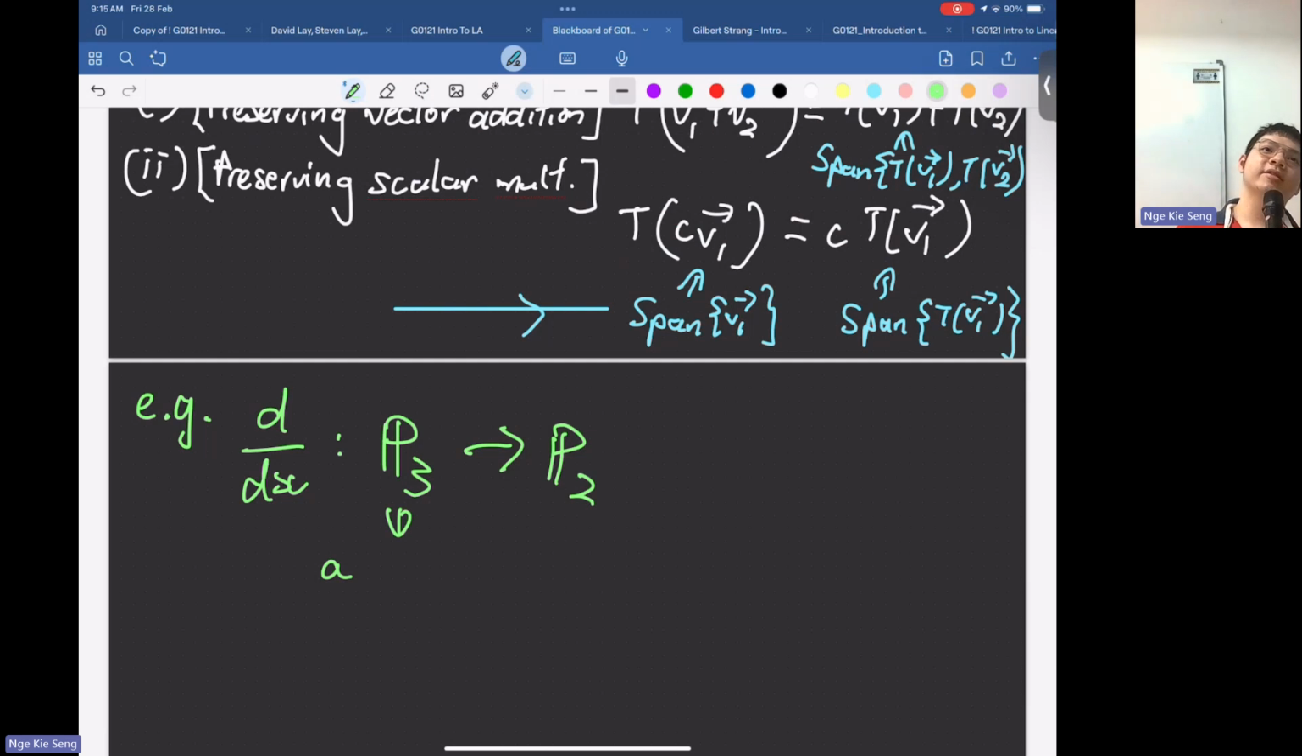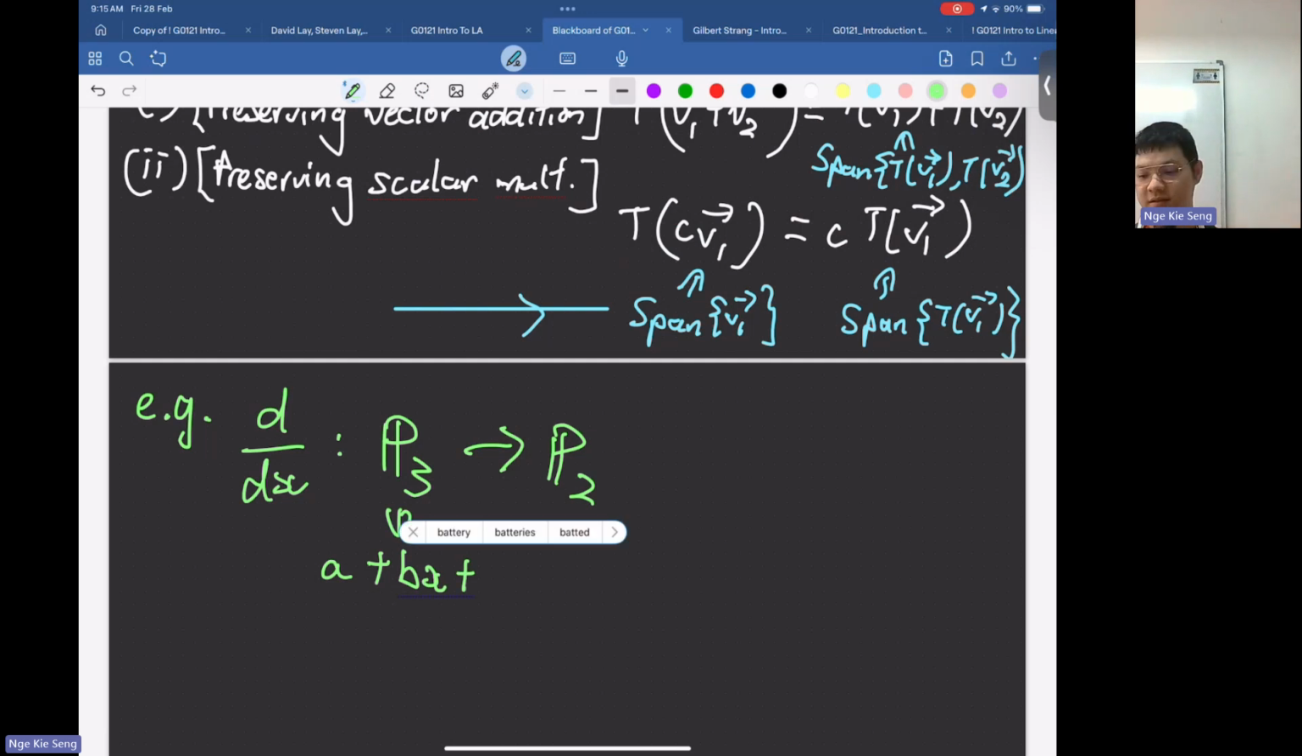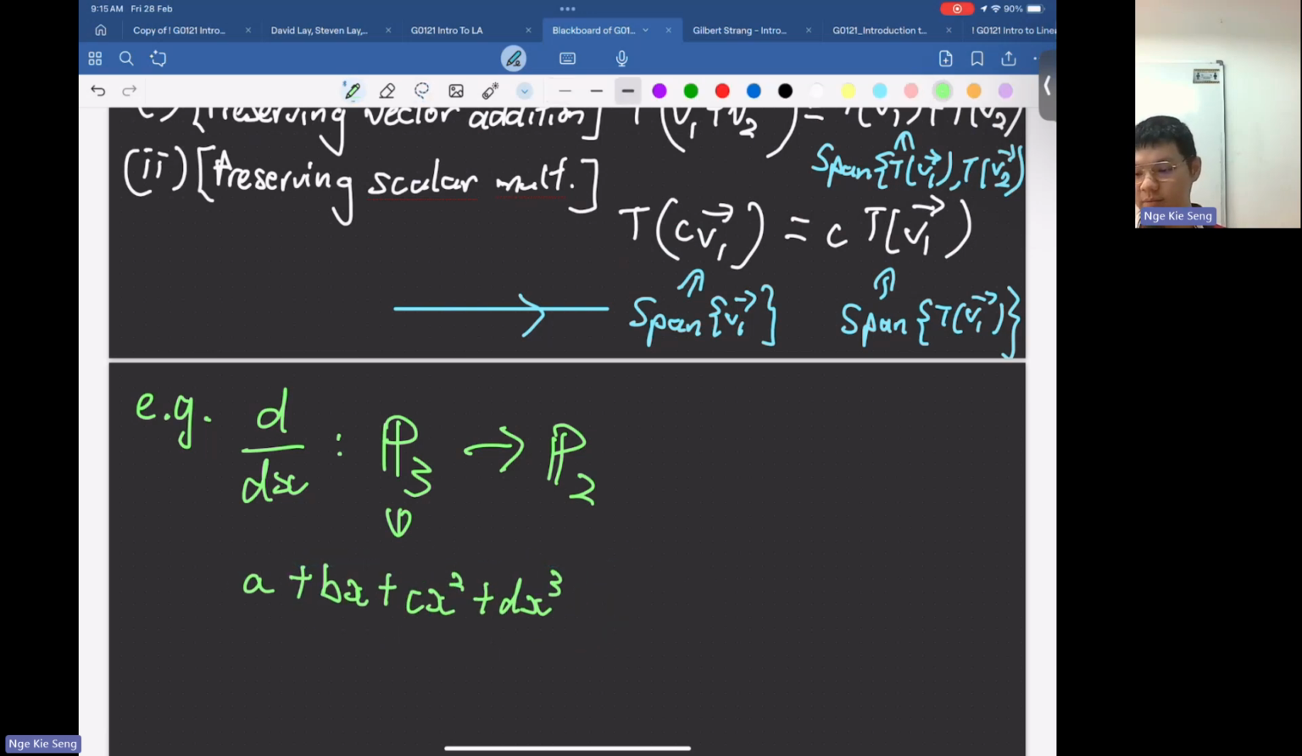P3 is the set of polynomials with degree at most 3. So how do you write down the general polynomial? A plus bx plus cx squared plus dx cubed. Okay, you stop here. So what does this map do to this?